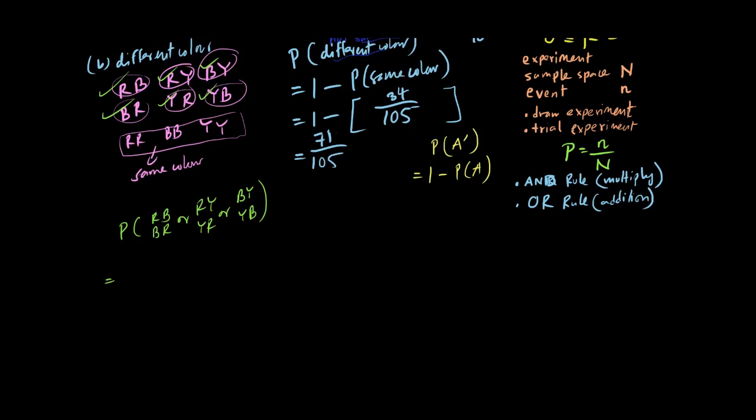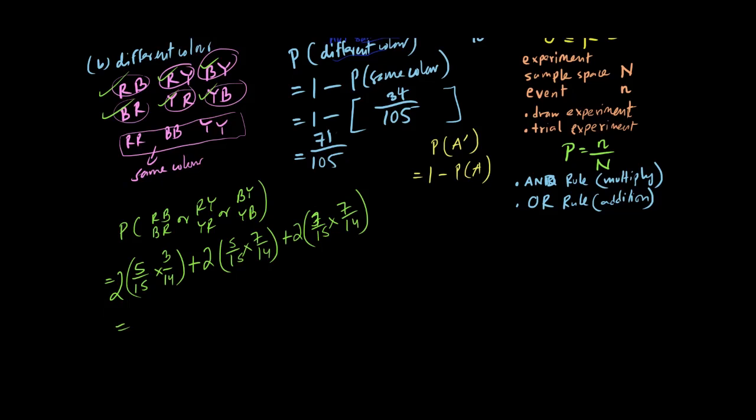So red and blue: we know there are 5 red out of 15, and if you take a blue, there are 3 blue out of 14, because one has reduced, so this will be 2 into this, plus 2 into, again, red is 5 out of 15 and yellow is 7 out of 14, plus 2 into blue, which is 3 out of 15, and yellow is 7 out of 14. If we do this calculation, we should get exactly the same value, which is 71 by 105.